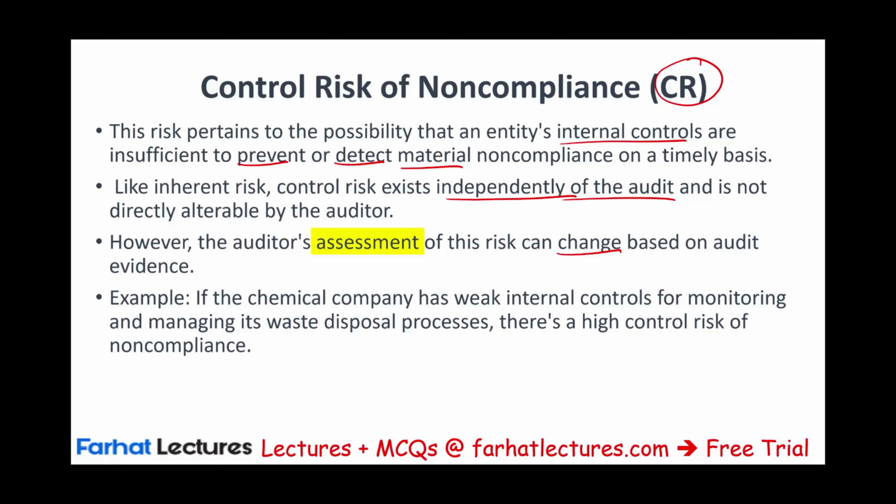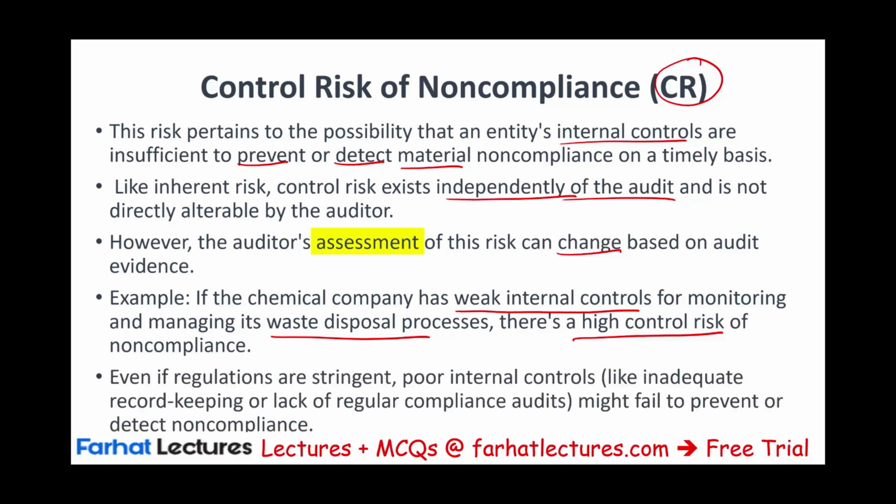For example, if the chemical company that we discussed earlier has weak internal control for monitoring and managing waste disposal, there is a high control risk of non-compliance because they don't have a good system of controls to do what? To manage the waste from the chemical company. Even if regulations are stringent, it doesn't matter what the regulations are. Here, the company's internal controls are no good. Poor internal control might fail to prevent or detect non-compliance. Here, the internal control is failing you. So if you have high inherent risk and high control risk, it's really bad. It means the environment in which you operate is risky and your internal controls are not working properly.